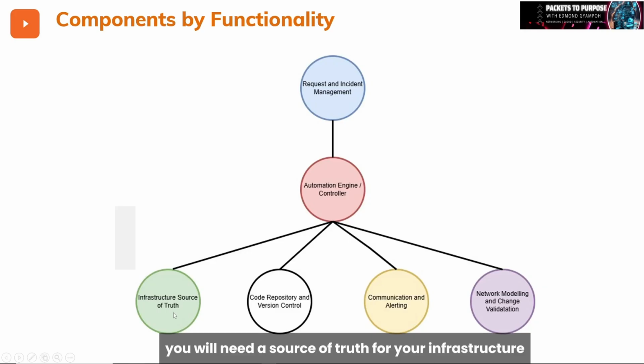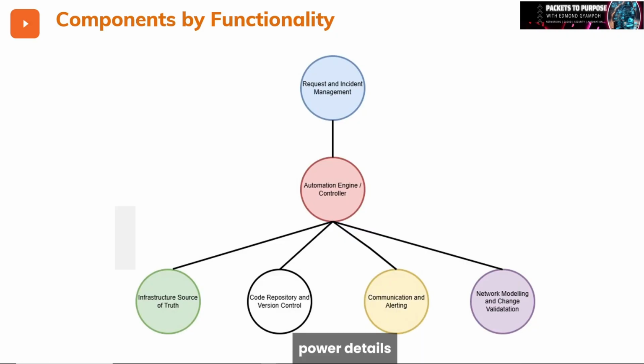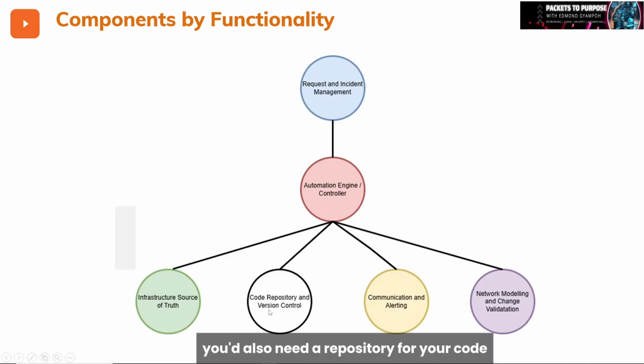For example, you will need a source of truth for your infrastructure, or a single place that you would keep your network documentation, from how you structure your sites to rack details, power details, device details, your circuits, VPNs, IPAM, and all of that. You'd also need a repository for your code, for your scripts, and for your playbooks. Then you would need a form of a controller or an orchestrator to glue everything together.